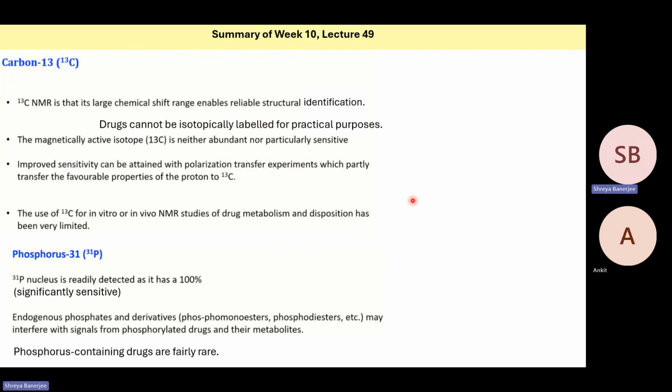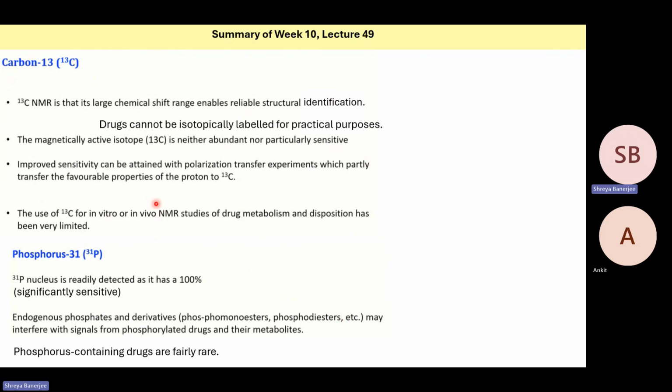So basically you saturate the 1H NMR signal and then transfer the polarization to 13C, which will improve the sensitivity to a certain extent, but that is also limited. And the use of 13C in vitro or in vivo NMR studies is very limited. As we have already said, due to practical reasons, the drugs you are ingesting cannot have 13C. Suppose you are just studying protein-protein interactions, you can radiolabel the protein with 13C.